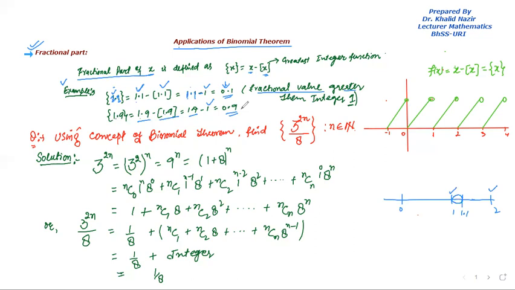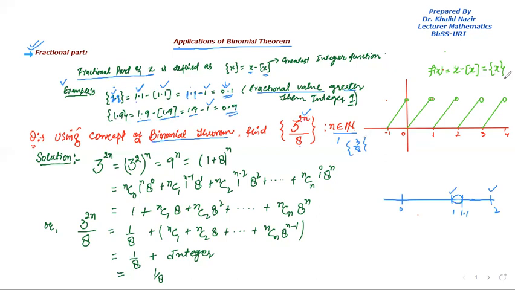Now, these were the simple examples. Now we will understand this by the concept of binomial theorem. Suppose the question is, we want to find the fractional part of 3 raised to the power 2n divided by 8. Here n varies over natural numbers. If n is 1, then it would be the fractional part of 3 by 8, right? Similarly, if n is 2, then it would be 3 raised to the power 9 by 8, and so on.